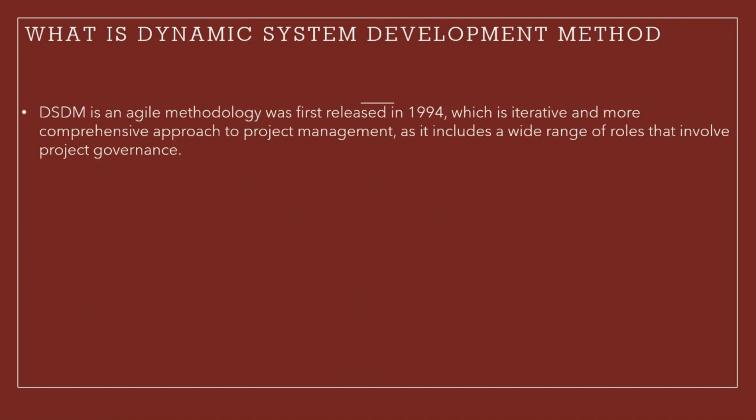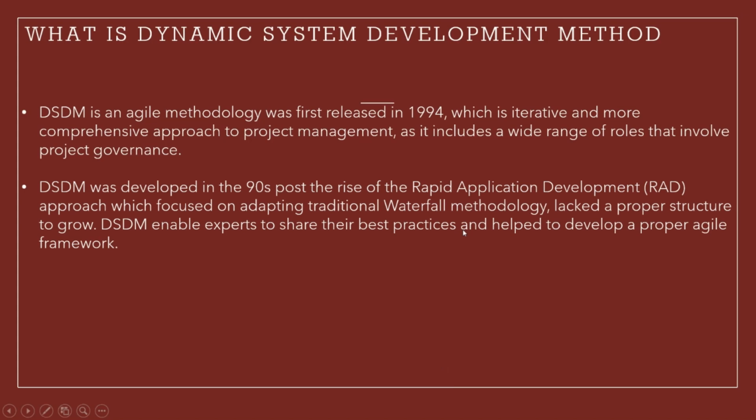DSDM is an agile methodology first released in 1994, which is an iterative and more comprehensive approach to project management, as it includes a wide range of roles that involve project governance. DSDM was developed in the 1990s post the rise of the rapid application development approach, which focused on adopting traditional waterfall methodology, which lacked a proper structure to grow. However, DSDM enabled experts to share their best practices and helped to develop a proper agile framework.